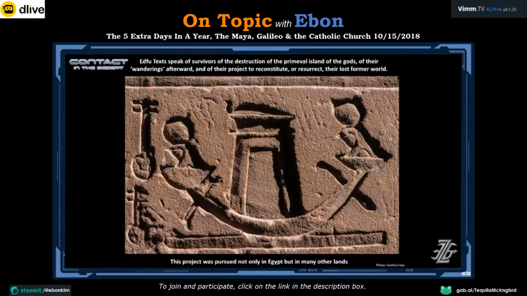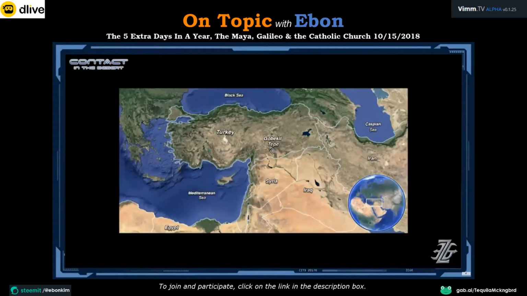The Edfu texts make it clear that there were survivors of the destruction of the primeval island of the gods, that they settled in many parts of the world, that they wandered the world. And their project in wandering the world was to reincarnate or in some way restart the civilization that they had lost. And it was pursued not only in Egypt, but in many other lands.